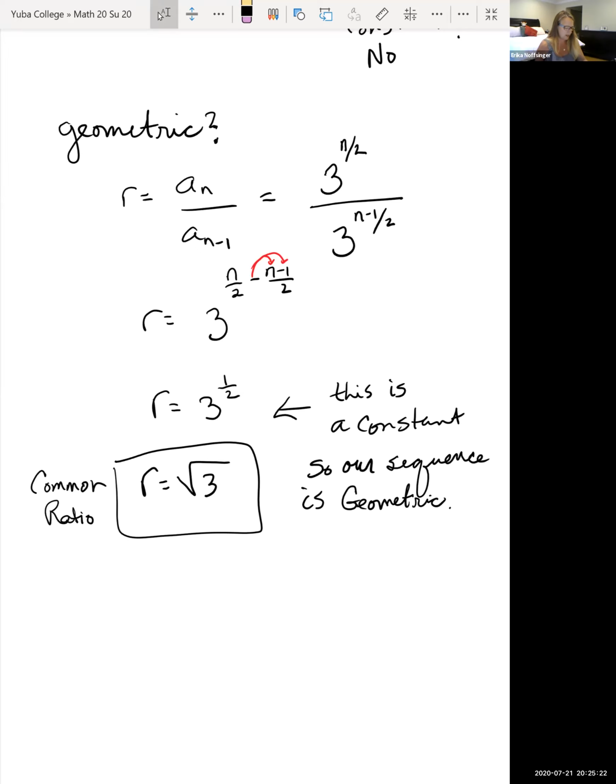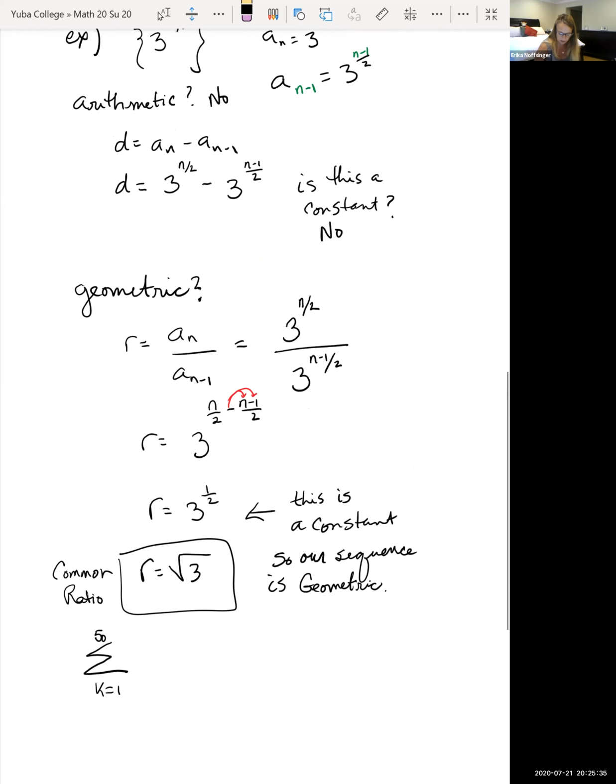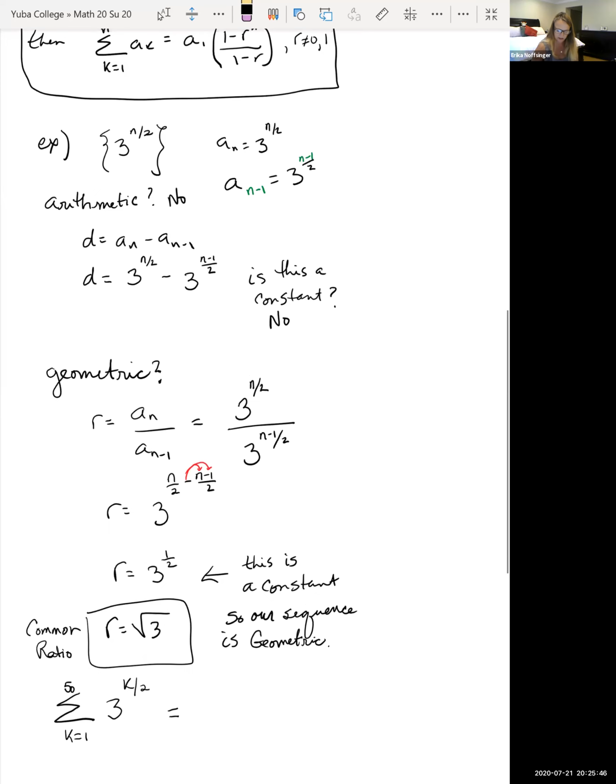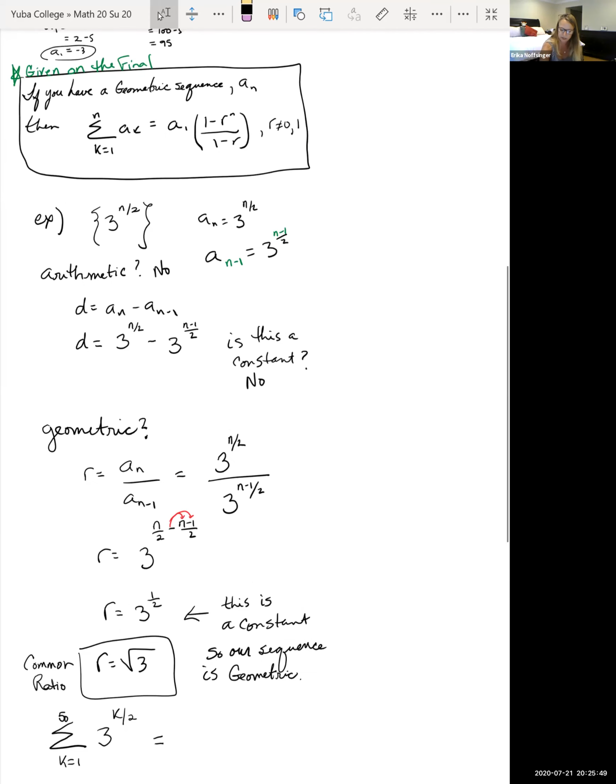It also wanted us to find the sum of the first 50 terms. So we're looking at the summation of k equals 1 to 50 of 3 to the k divided by 2 power. Our sequence is geometric. Let's see if I can pull this down.